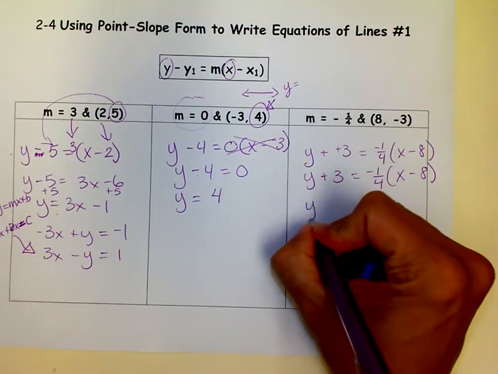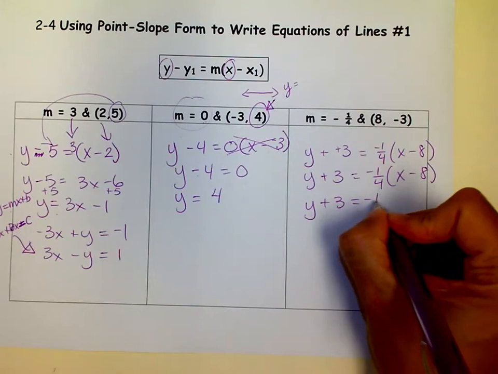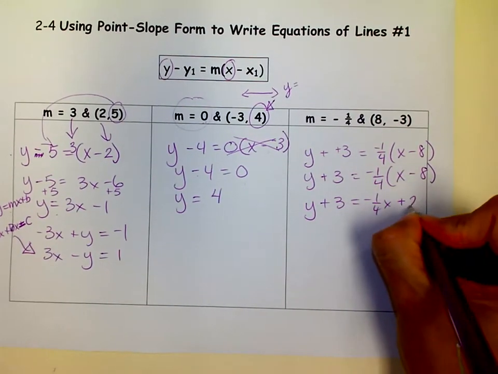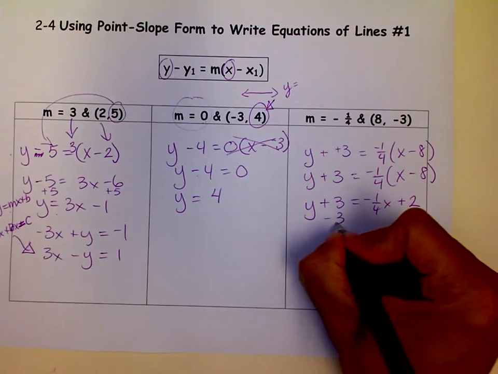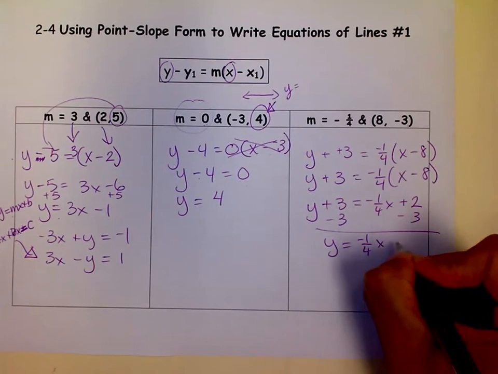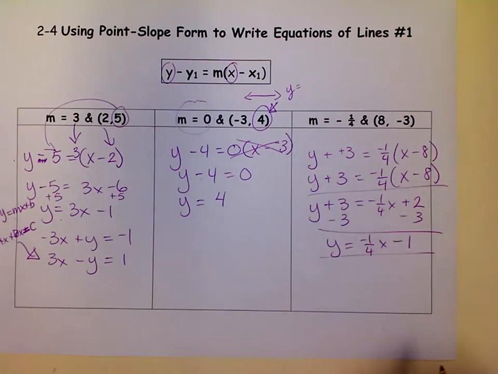Let's do that. We are going to distribute first, so we're going to get negative 1/4 x, and then negative 1/4 times a negative 8 is a 2, and then we'd subtract 3 from both sides. So y equals negative 1/4 x minus 1. So this is slope-intercept form, and this would have been point-slope form.